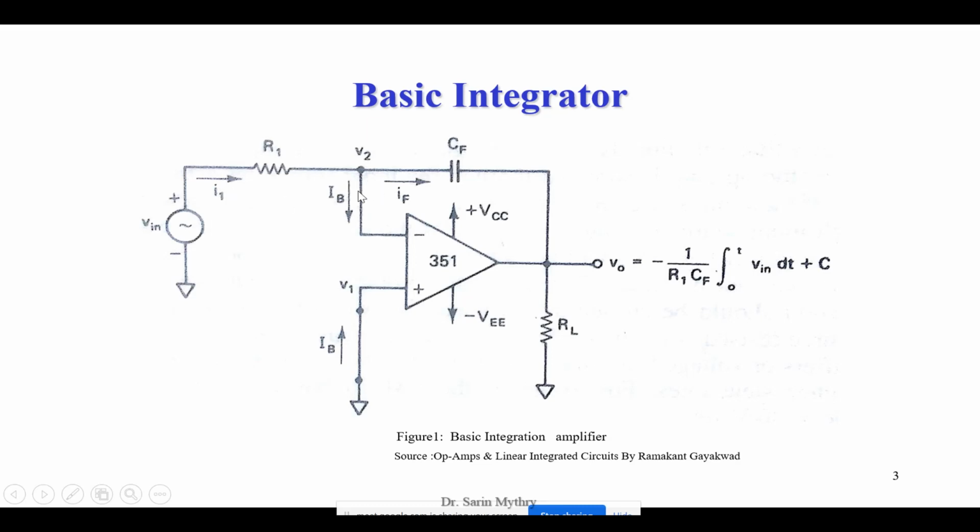So I1 is equal to IB plus IF. Here IB is equal to 0. Why? Because your op-amp has very high input impedance and it will not allow the current to pass into these terminals. So that's why IB equals 0.